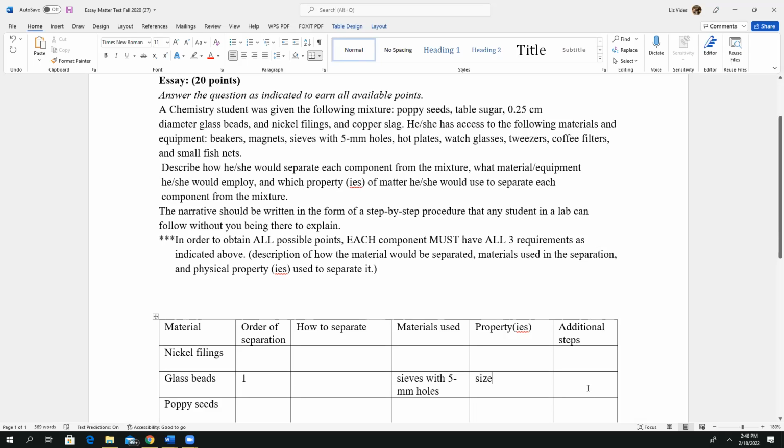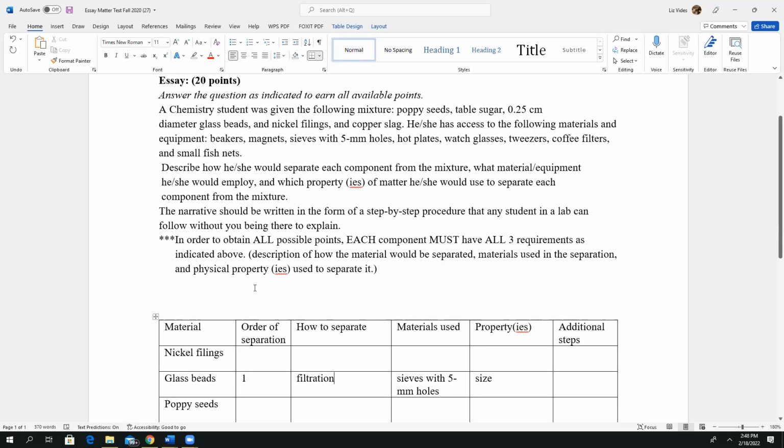Were there any additional steps? No. How do we separate? We call it filtration. Filtration you do when you want to separate things by size, or when you want to separate things that are not soluble in water, okay?